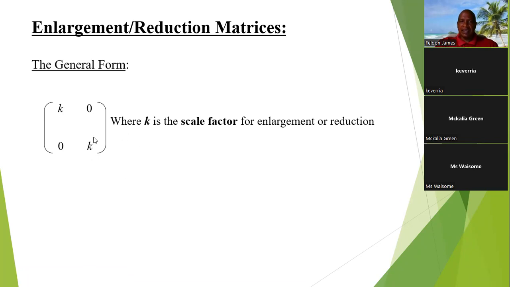So if your K is, say, 3, then you would replace these two K with 3, and then use the matrix to multiply your coordinates, right? And remember that these two values have to be the same for it to be an enlargement or reduction. You can't have k equals 3 up here and a different number down here. It won't be an enlargement or reduction matrix until you have done that. These two values have to be exactly the same.